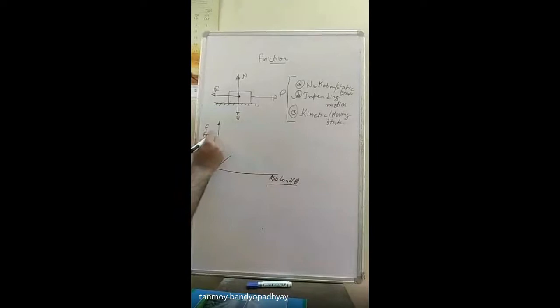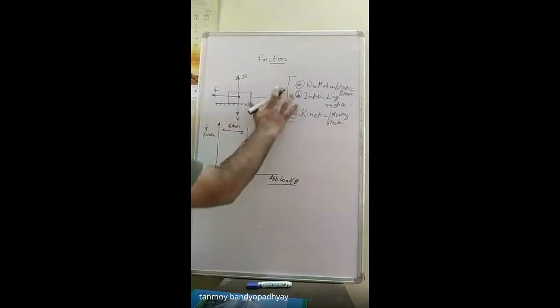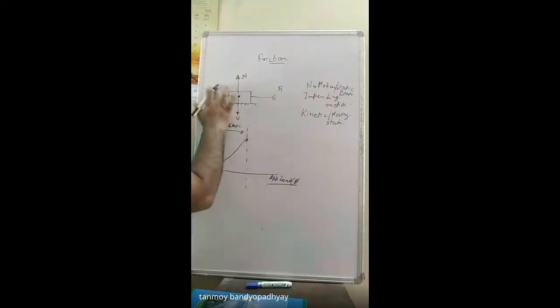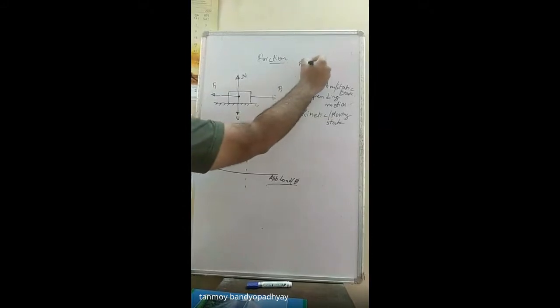This self-adjusting force will go on increasing to a certain limit. Up to a limit, as you go on increasing the applied load, the friction also goes on increasing such that there is no motion of the body. So this is the static zone, where there is no motion of the body. Suppose initially I am applying a load of P1, and the frictional force is, say, F1, such that P1 is equal to F1.